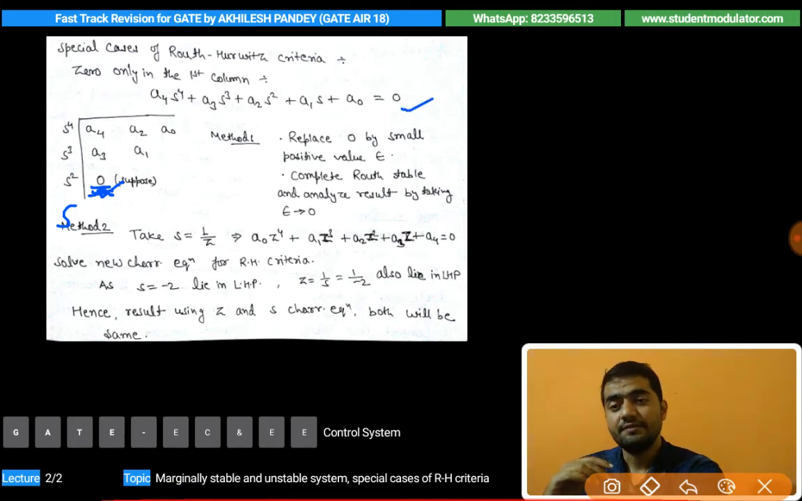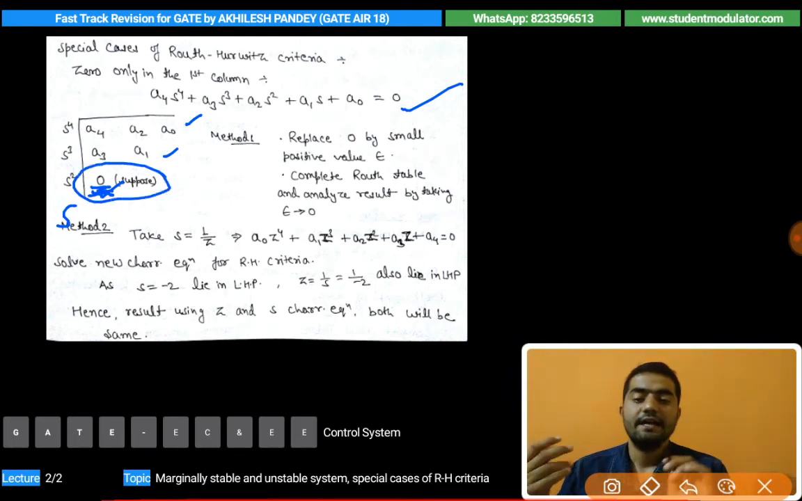So suppose we have the characteristic equation like this. We have written the first two rows by using the coefficients of the characteristic equation and formed the next row, and in the next row suppose we have got this 0. Then for completing the Routh table, we will replace 0 by a small positive value epsilon. Once we replace 0 by epsilon, it can be put in the denominator and the Routh table can be completed.